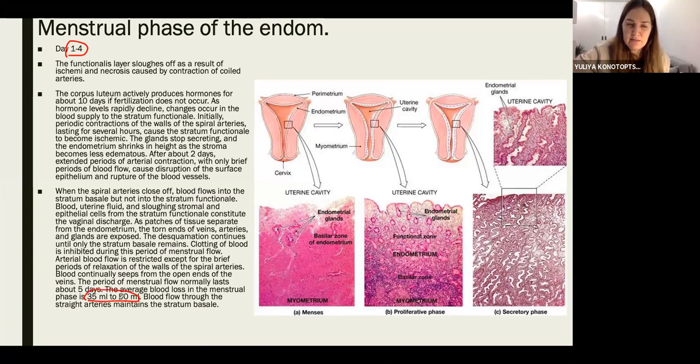35 to 50 milliliters. In clinical practice, nobody loses this little. The majority of people lose more, so it's definitely more than 50 milliliters. So 50 milliliters is what, like a big shot, right? Less than a shot. The taller you are, the fatter you are, the more you will definitely lose.